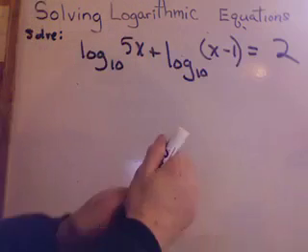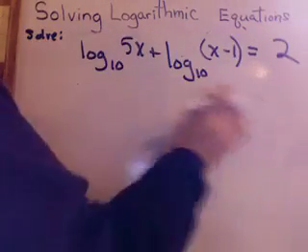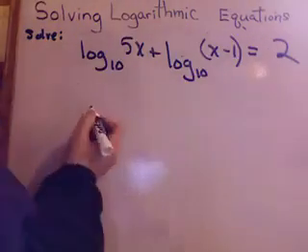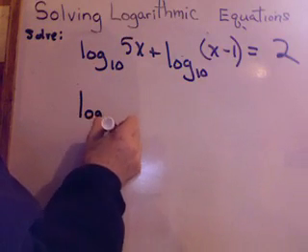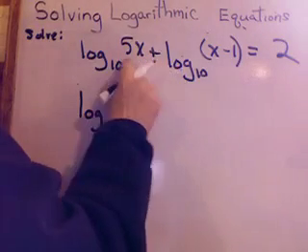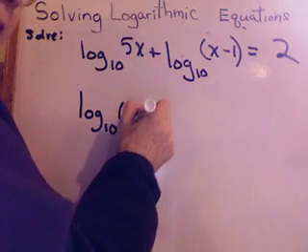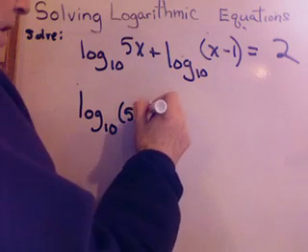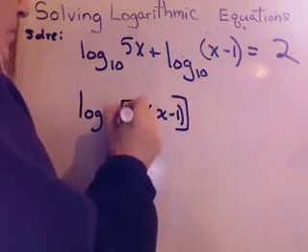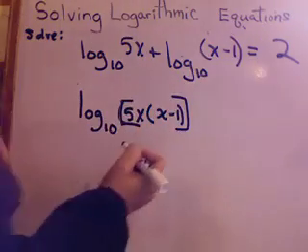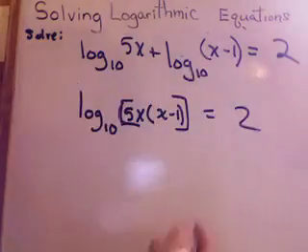All right, let's try this problem. Notice there's two parts here on this side of the equal sign, so I'm going to use my log rules to combine that into one part. So log base 10, addition of two logs means I can write them as a multiplication. So I have 5x times x minus 1. Let's make that a square bracket so that it's easier to read. Equals 2. So I use log rules to combine those two things.